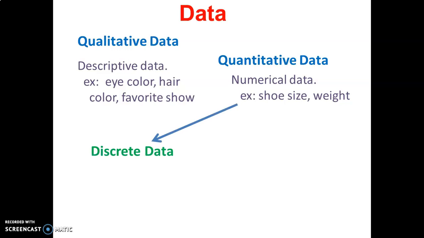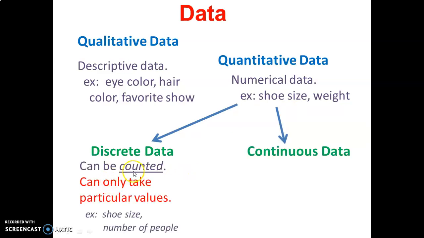Quantitative data is split into two types: discrete and continuous. Discrete data is data that can be counted, or in other words, it's data that can only take on particular values. For example, shoe size. Shoe sizes come in whole number values or half sizes perhaps as well. Or number of people, for example. If you say how many people are in a room, there can be 5 or 6 or 7 or 20 or 30. You can't have half people.